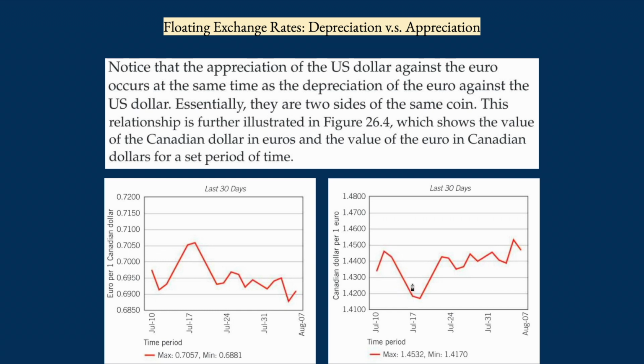And as you can see here, if you compare the two, exactly when the euro appreciates and peaks is when the Canadian dollar depreciates or troughs. And obviously this can be seen in the resulting patterns. So essentially when it says here they're two sides of the same coin, it means if you want to find the depreciation or appreciation value of one currency compared to another, you take the other currency and just flip it, because these are the same graphs, just upside down.